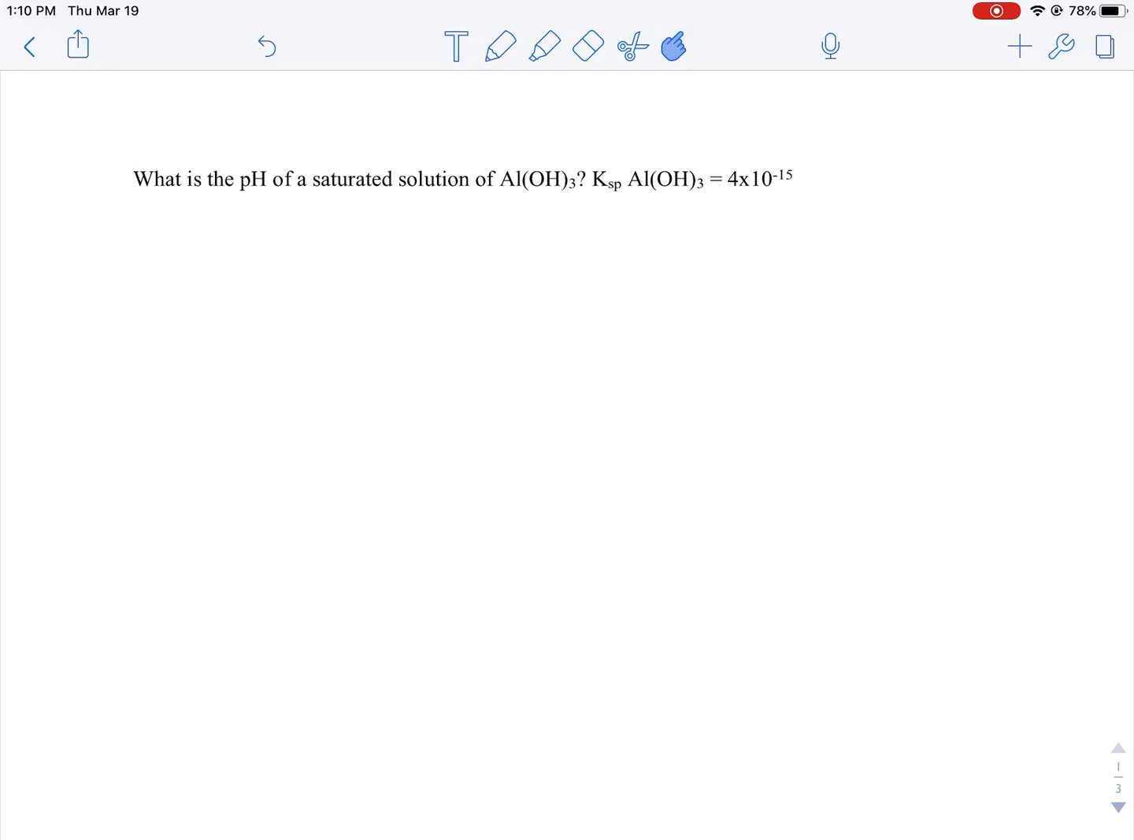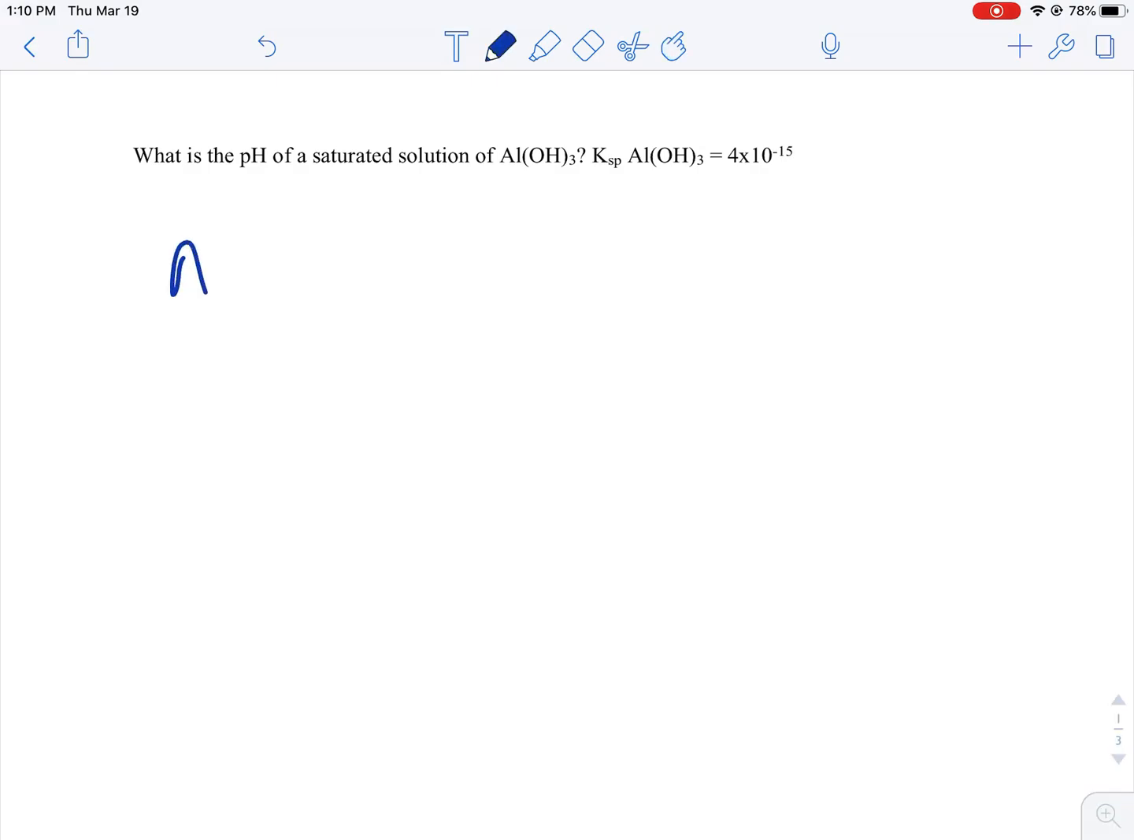So what we're going to do in order to find the pH is, if we want to find the pH, we either need to know the hydronium ion concentration or the hydroxide ion concentration. Obviously, we can get a hydroxide ion concentration from this, and we can turn that into a pH. So start this like any normal problem.